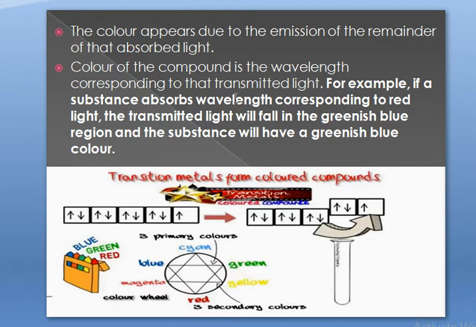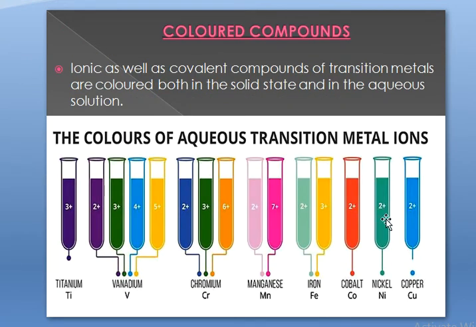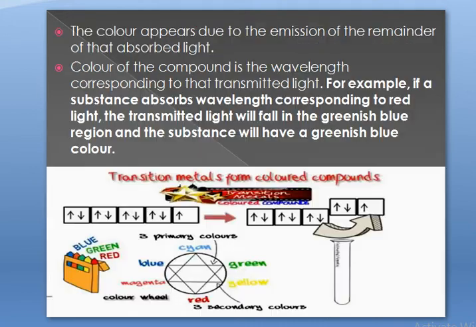For example, if a substance absorbs the wavelength corresponding to red light, the transmitted light will fall opposite to red in this color wheel, and that's the shade between blue and green. This is the exact shade of copper salts when copper is in the +2 oxidation state, right? And that transmitted light which falls in the greenish blue range becomes the color of the substance, right?